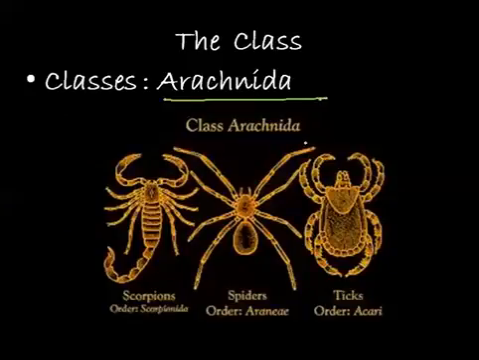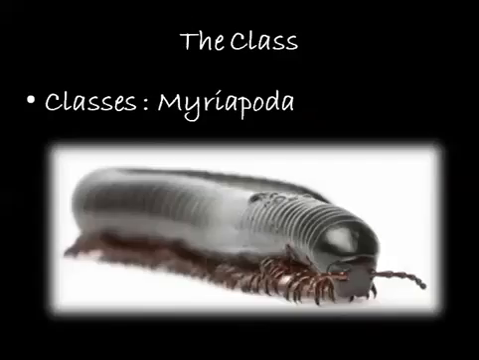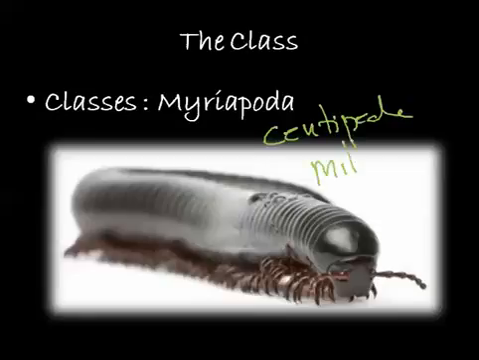The other class is Arachnida. Arachnida is a class where we have animals like scorpions, spiders, and ticks. These are examples of the Arachnida class. The other class is Myriapoda. In this category, for example, we see the centipede and the millipede. Centipede and millipede are examples of the class Myriapoda.